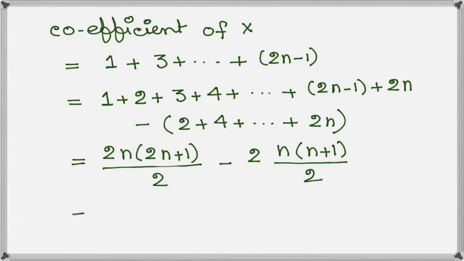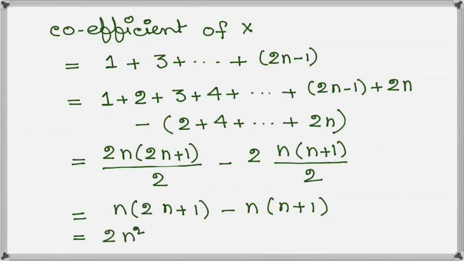So finally we are getting here n into 2n plus 1 minus n into n plus 1. So this is 2n square plus n minus n square minus n. So we are getting n square. So the coefficient of x in this quadratic equation is n square.